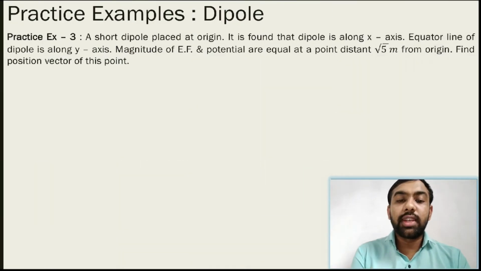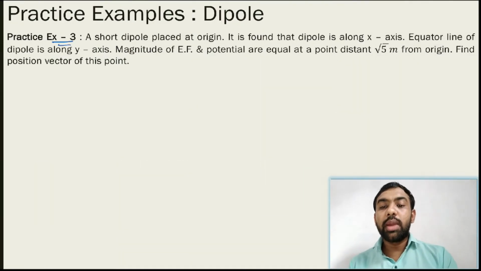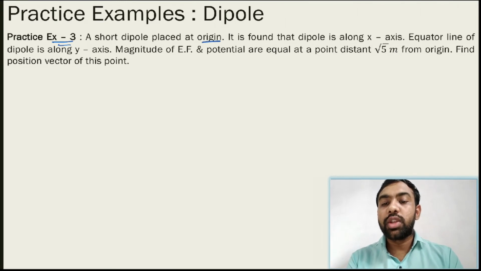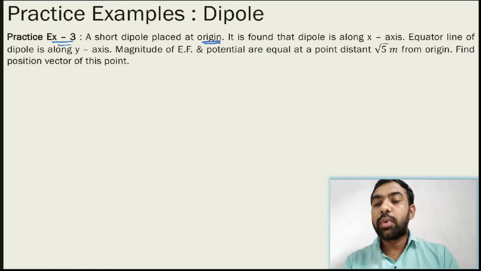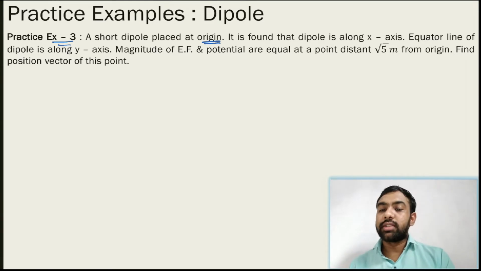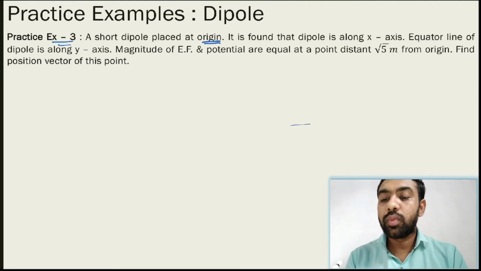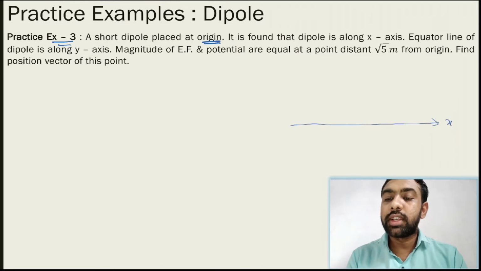Okay, next one, practice example number 3. A short dipole is placed at the origin. It is found that the dipole is along the x-axis, and the equatorial line of the dipole is considered the y-axis. This type of situation: suppose it is the x-axis, here it is the y-axis, then the dipole is like this.